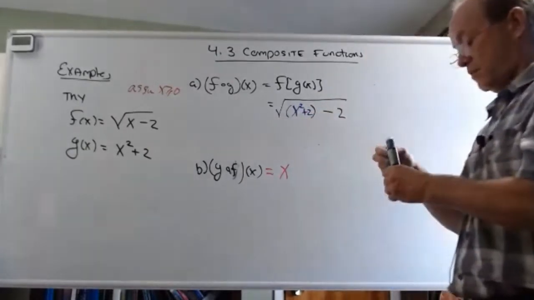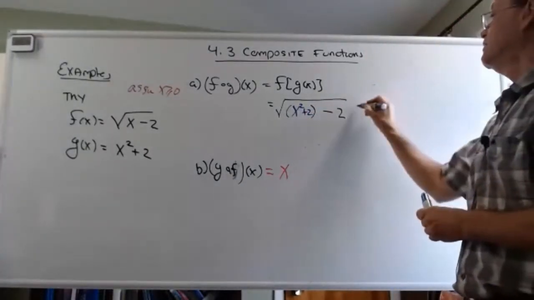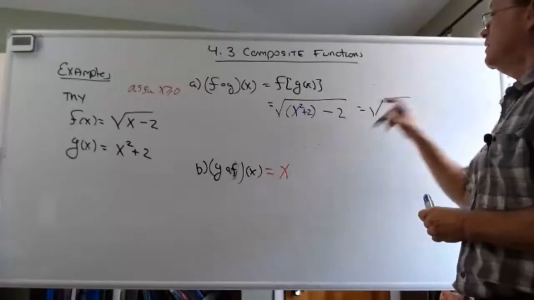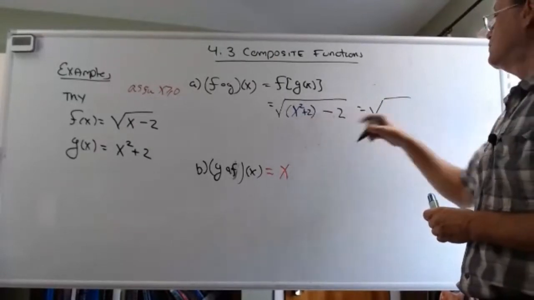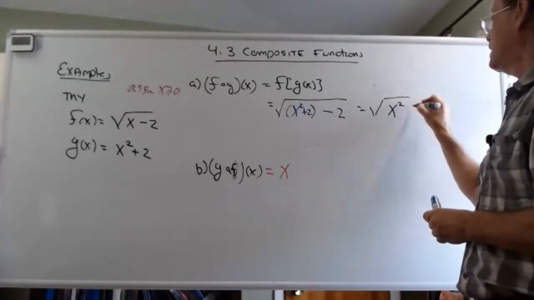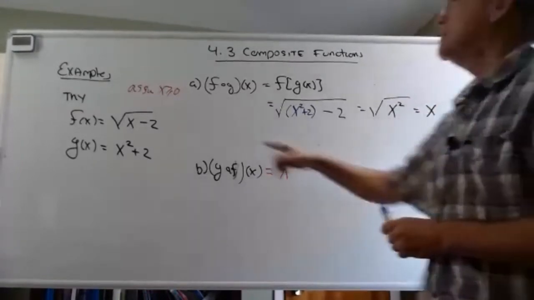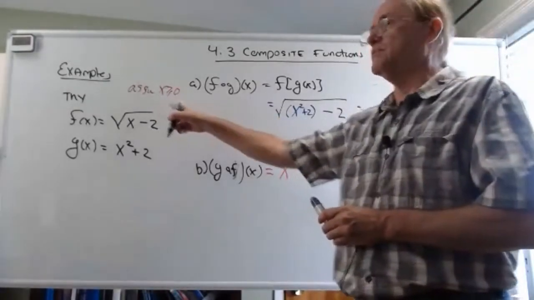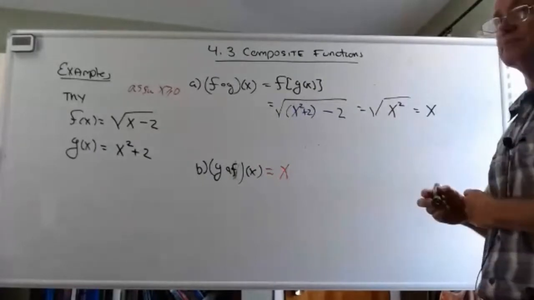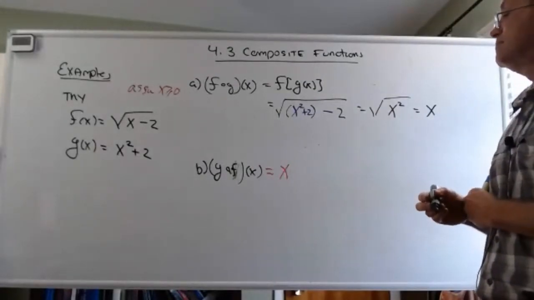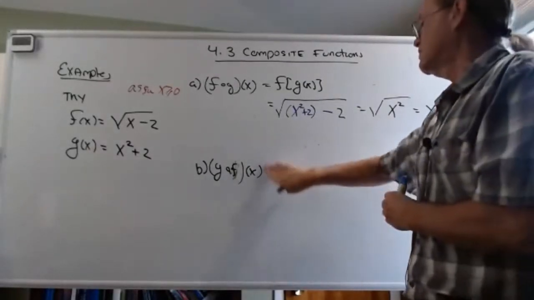Well, I can simplify what's under the radical there. It's just plus 2 minus 2, so it's the square root of x squared, which is x, provided x is greater than or equal to 0. I don't have to worry about absolute value symbols. That's all it is. Let's take a look at this one, which is just the opposite.